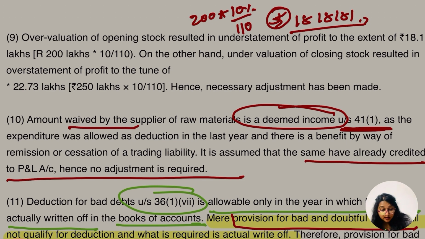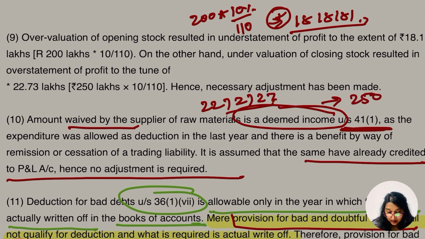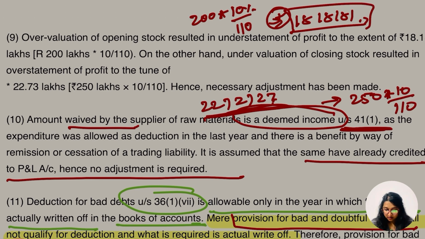What about the closing stock? The closing stock was 250 lakh. The same thing is to be followed: 250 lakh into 10% divided by 110, which is 2272727. Simple. Either we go for individual adjustment, or I can deduct this part and the difference is to be added back.